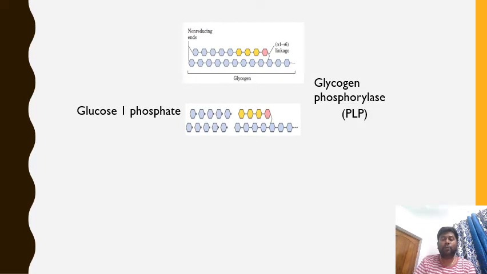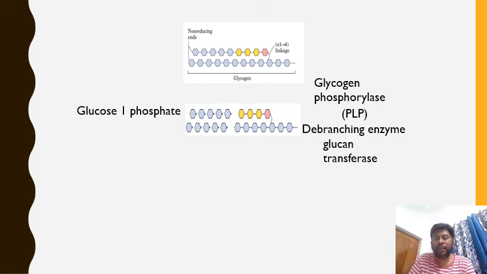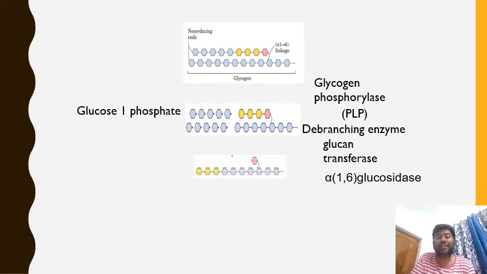At that point, the next enzyme, the debranching enzyme, will come into action. This debranching enzyme is made up of 2 components; it has 2 enzyme activities. The first component is glucan transferase and the second component is alpha 1,6 glucosidase. Now, what is the action of these 2 components? Initially, the glucan transferase enzyme, as the name says, transfers glucose residues. Which glucose residues? The last 3 residues from the branch point will be transferred to the other branch.